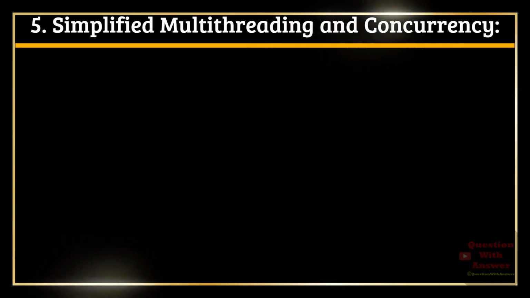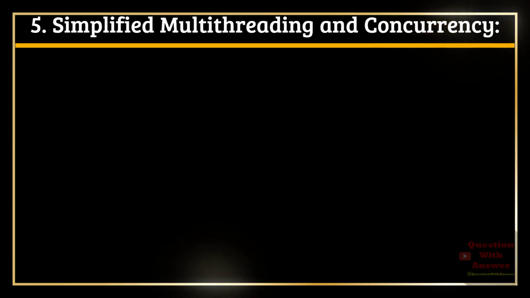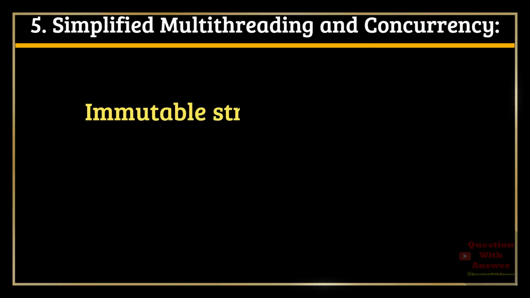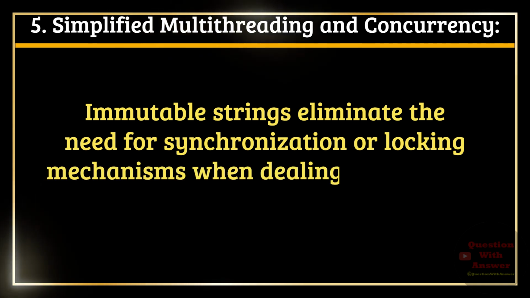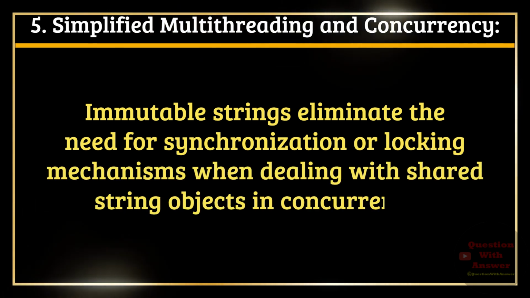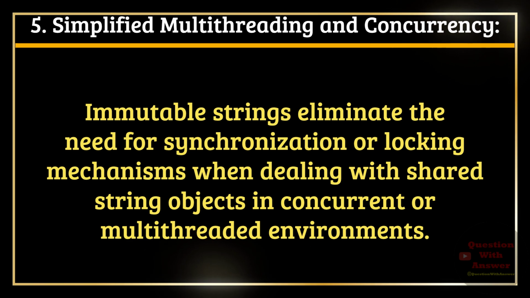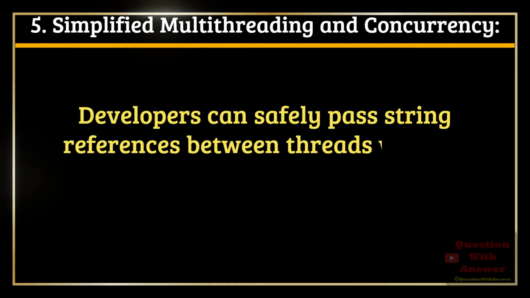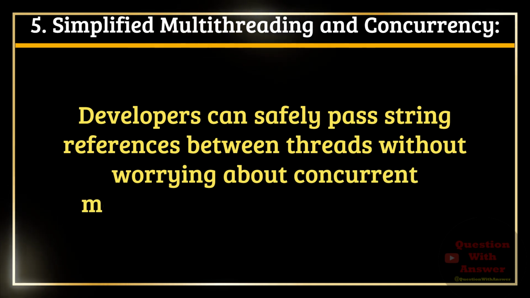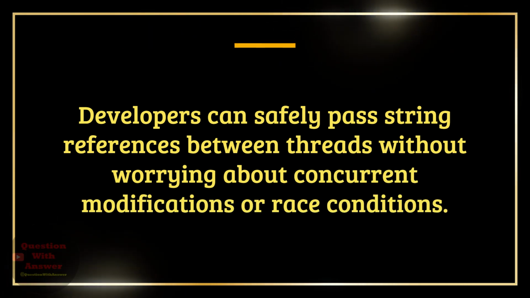5. Simplified multithreading and concurrency. Immutable strings eliminate the need for synchronization or locking mechanisms when dealing with shared string objects in concurrent or multi-threaded environments. Developers can safely pass string references between threads without worrying about concurrent modifications or race conditions.